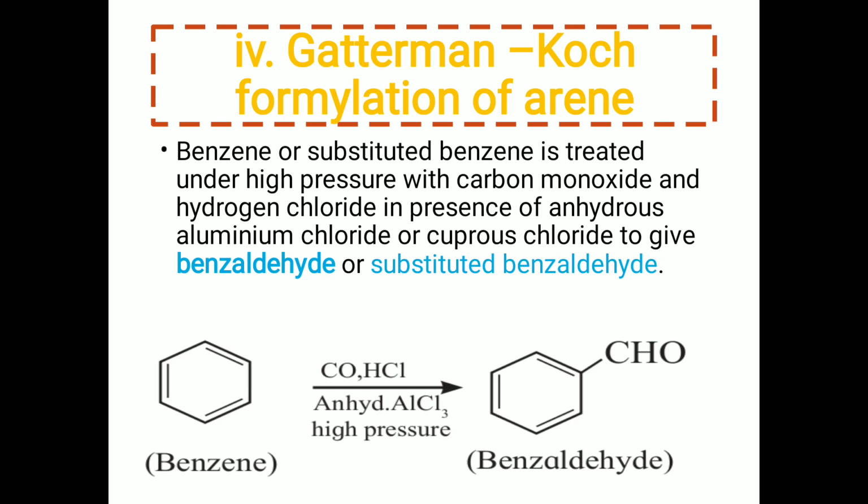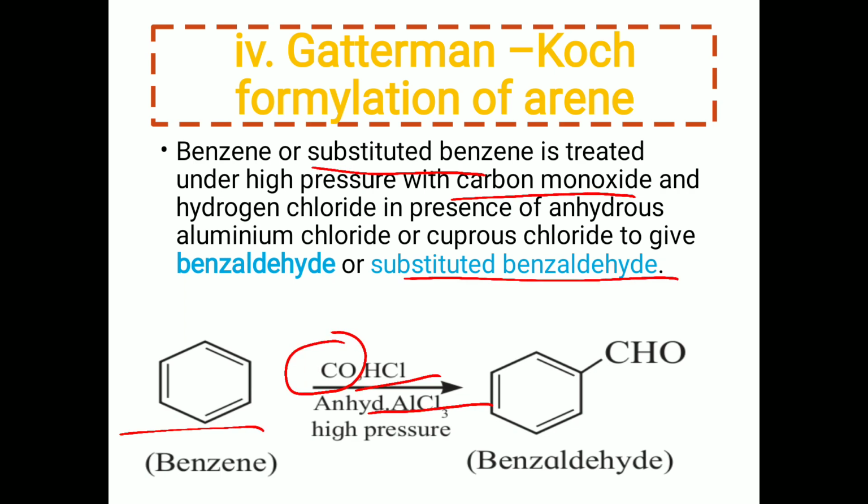Now in this reaction, the benzene ring, or a substituted benzene like toluene, is treated under high pressure with carbon monoxide. Carbon monoxide means CO, a single carbon and single oxygen, and hydrogen chloride, that means HCl, in the presence of anhydrous aluminium chloride, AlCl3, or cuprous chloride, to give benzaldehyde or the substituted benzaldehyde.